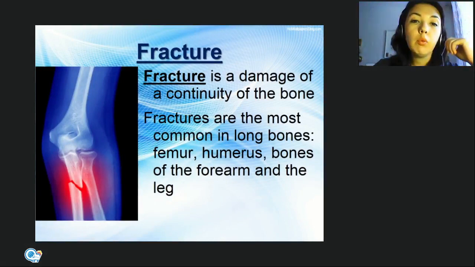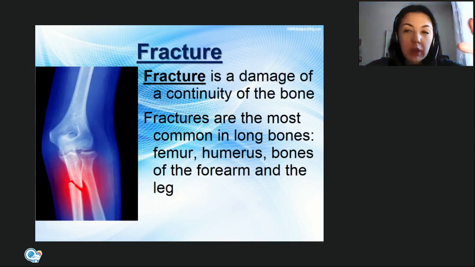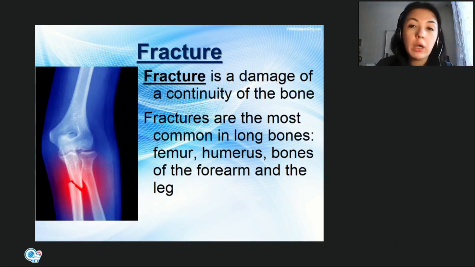So, what is a fracture? First of all, we have to know. A fracture is a damage of the continuity of the bone. It doesn't matter if the bone is broken in the middle, divided into two parts, or maybe it's just a fracture somewhere in the epiphysis, where a small lateral part was separated from the bone. Anyway, it is a fracture. Fractures are most common in the long bones, such as the femur, humerus, bones of the forearm, and the leg.